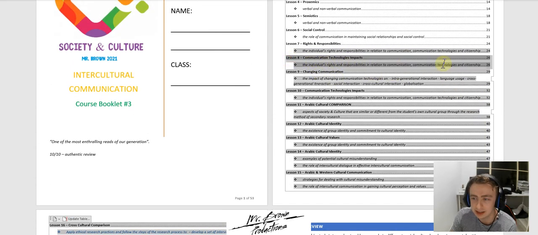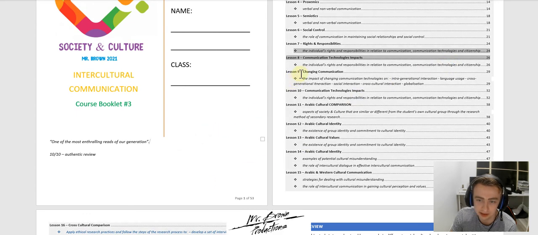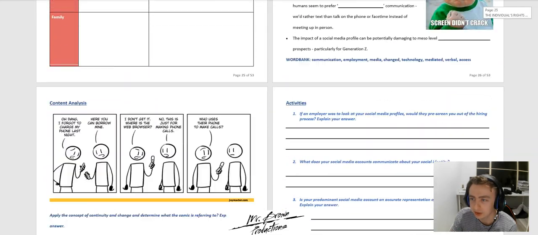So lesson 8 here, if you could, just lesson 8, thanks. Why has it highlighted everything? So lesson 8 here, write the date that you've done that, and that's on page 26, and we'll get started.